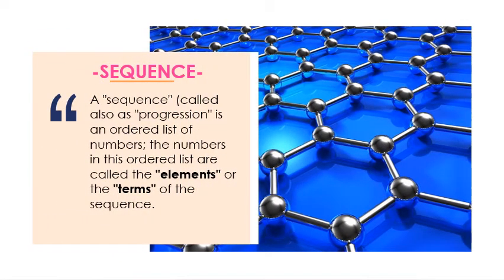So what is a sequence? A sequence is also called a progression. It is an ordered list of numbers. The numbers in this ordered list are what we call the elements or the terms of our sequence.